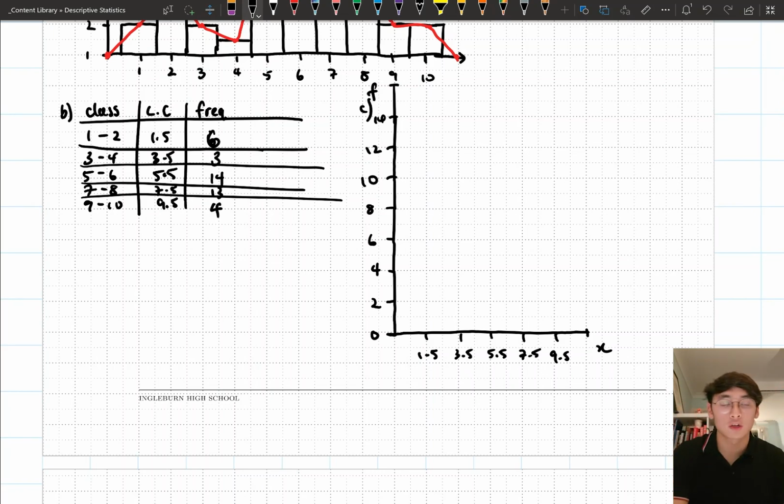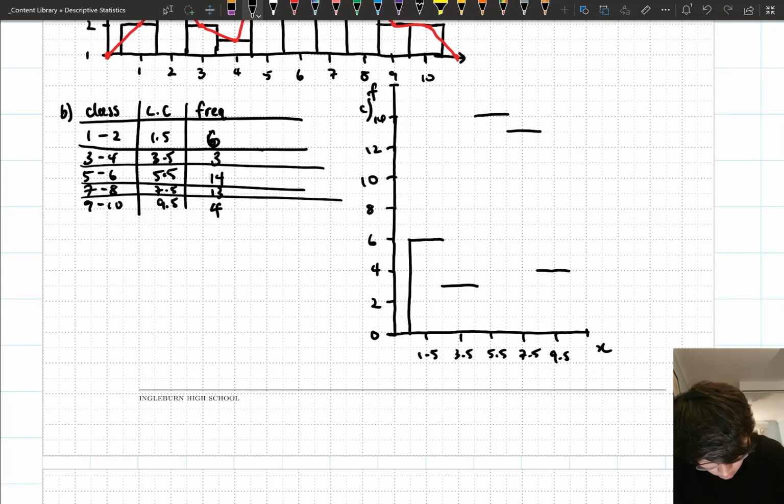All we need to do is the exact same steps that we did before. So we're going to create a column graph with no gaps. So here 1.5, that was class 1 to 2 and had a frequency of 6. So I'm just going to draw my horizontal line here. 3.5 had a total frequency of 3. 5.5 was 14, which is all the way up here. Next one was 13, which is all the way down over here. And the last one was 4 for 9.5, which is over here.